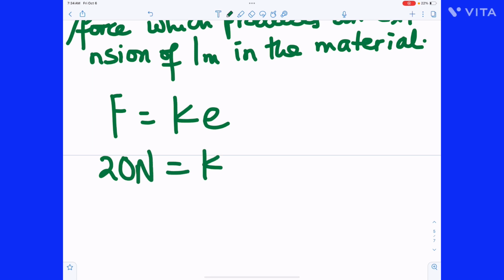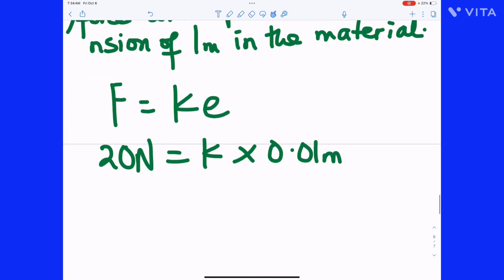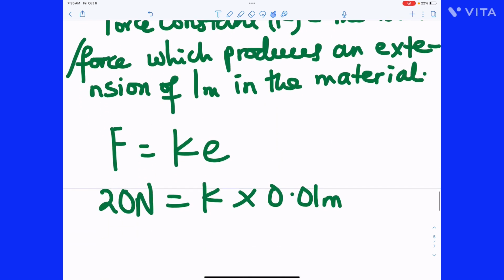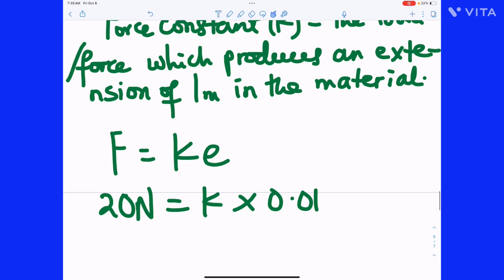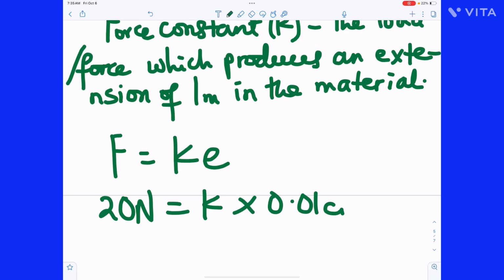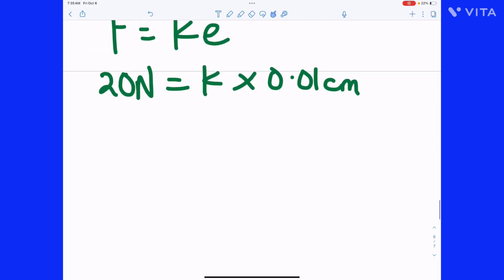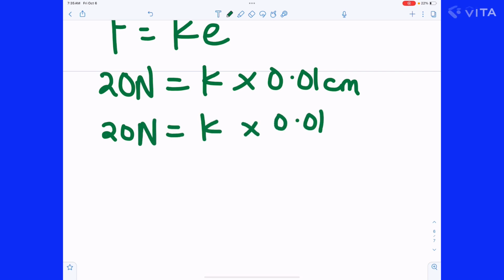produces an extension of what? 0.01 meter. Am I right? Is it meter? Okay, centimeters. I have to change that because we cannot use centimeter. This will be a red flag in my mind that I cannot use centimeter, which is not in SI unit, with newtons, which is in SI unit. So I have to change this centimeter to meter. We can do that here. So 20 newton is equal to K times 0.01.